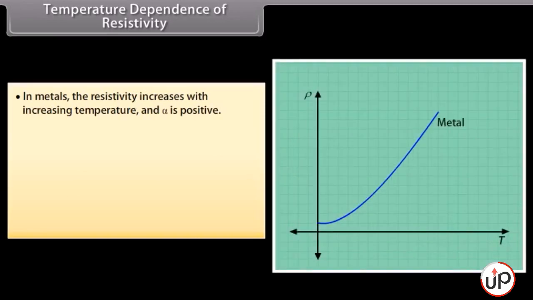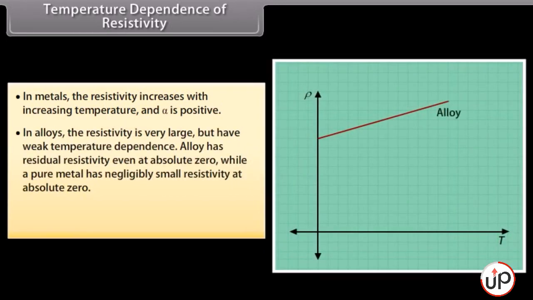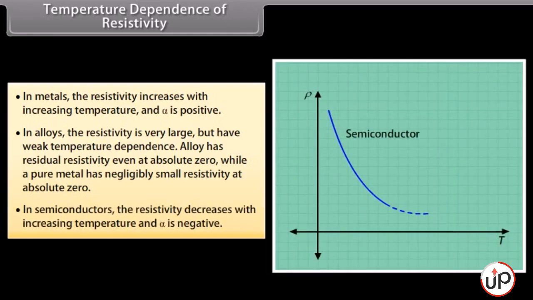In metals, the resistivity increases with increasing temperature and alpha is positive. In alloys, the resistivity is very large but has weak temperature dependence. An alloy has residual resistivity even at absolute zero, while a pure metal has negligibly small resistivity at absolute zero. In semiconductors, the resistivity decreases with increasing temperature and alpha is negative.